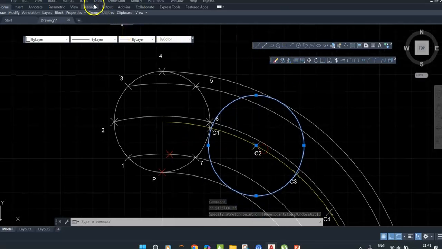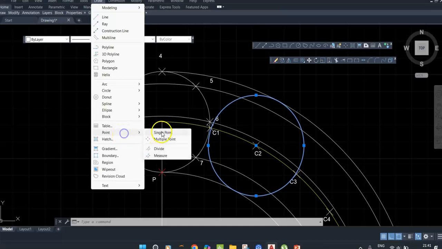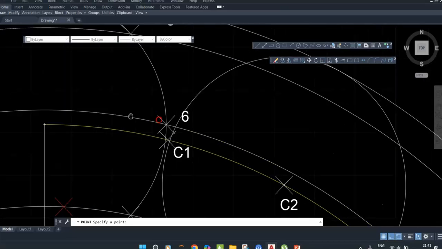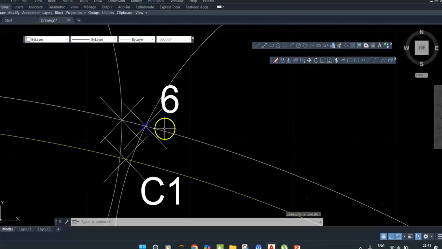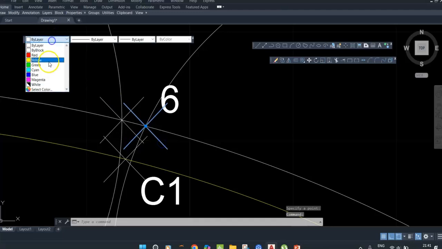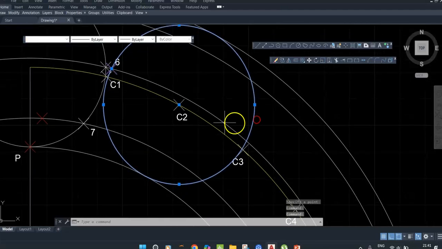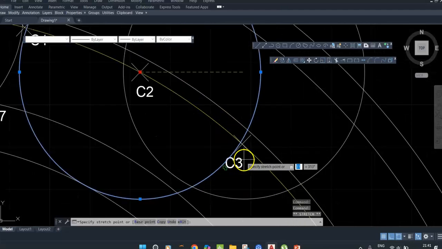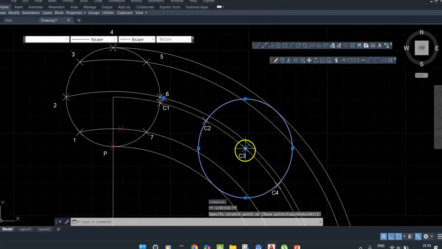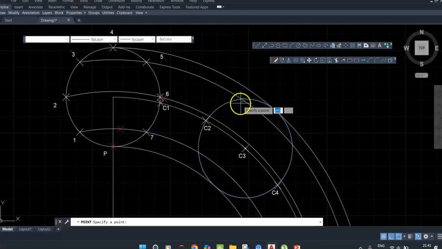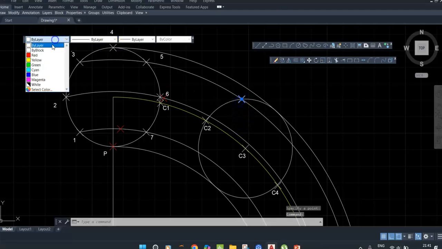From here, take the point where it intersects the second locus line. This is the second locus line now. Carefully mark it and convert that color to red, just to avoid confusion. Okay. From C2 to C3, draw a single point. This is my third point. I am converting that color to red.